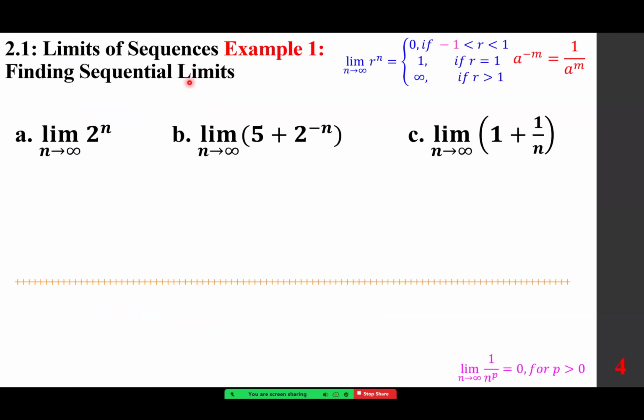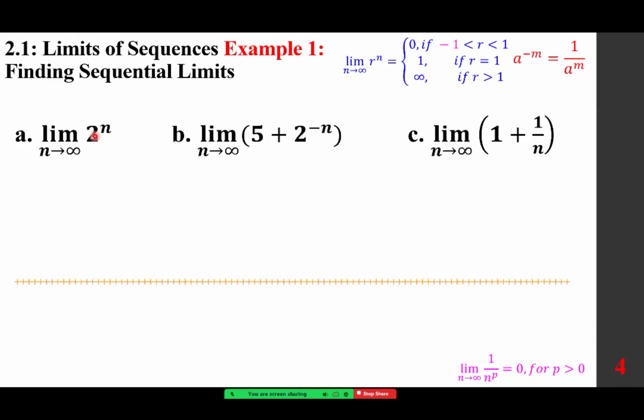Limits of sequences, example one, finding sequential limits. And I'm reminding you, before we look at those, of a couple of theorems. The limit of r to the power of n as n approaches infinity depends on the value of the base. If the base r is between negative 1 and 1, it's 0. If it's 1, it becomes 1. And if it's larger than 1, it becomes infinity.